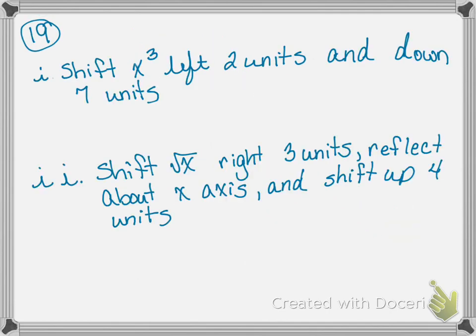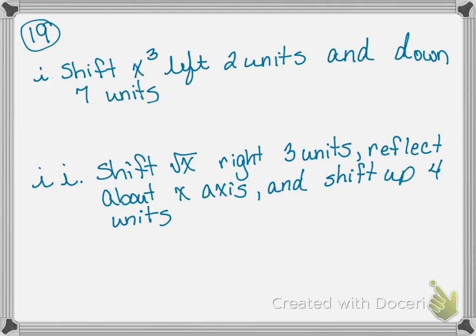Okay, so number 19 is asking us to take a parent function. It looks like we're graphing these. I didn't leave enough room for us to graph these. It says write a formula that would achieve the desired transformation of the given function. And so this isn't asking us to graph. So I apologize. We don't need to graph this. So this is number 19.